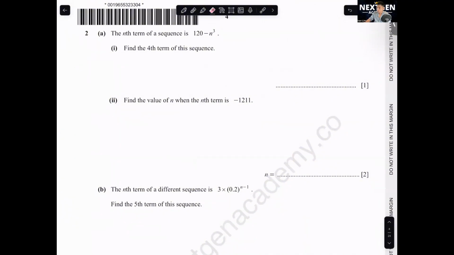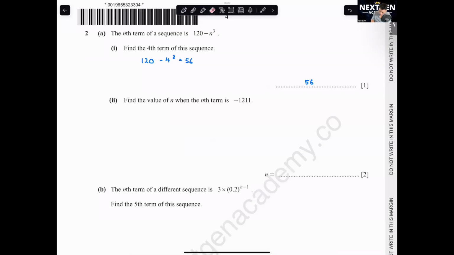Question 2. The nth term of a sequence is 120 minus n cubed. Find the fourth term of this sequence. Fourth term means your n is equal to 4, so just substitute n equals 4. You get 56. Find the value of n when the nth term is negative 1211.